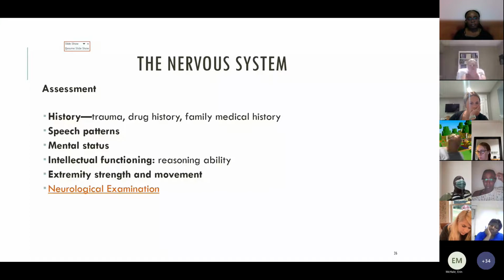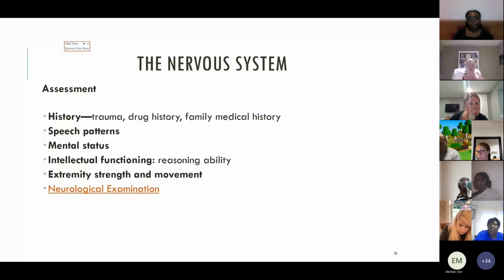Do they have a history of any drug abuse? What is their past family history? Does anyone have Parkinson's or MS, things that affect our nervous system? We want to get as much information as we can about that so that we can try and put the pieces of the puzzle together.